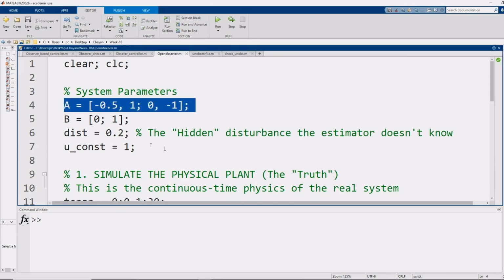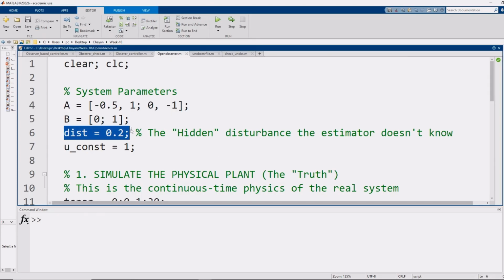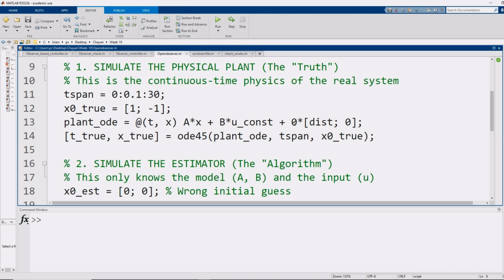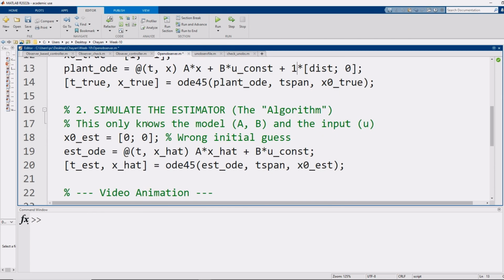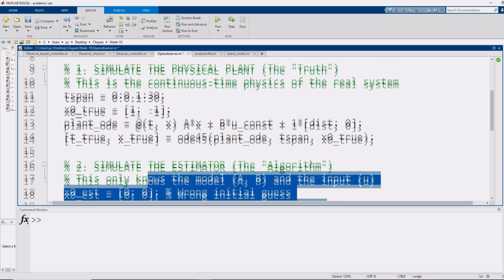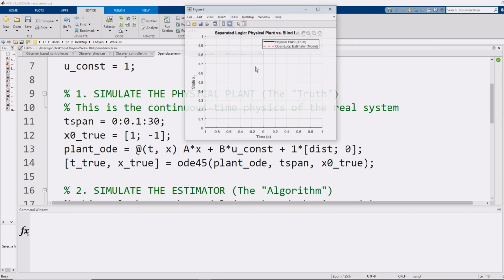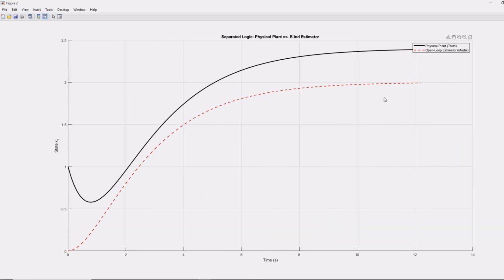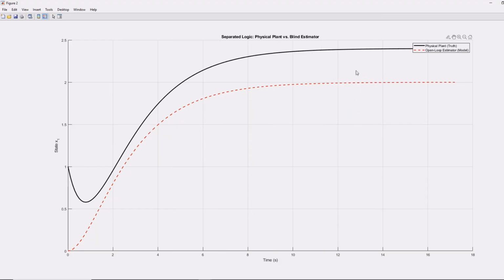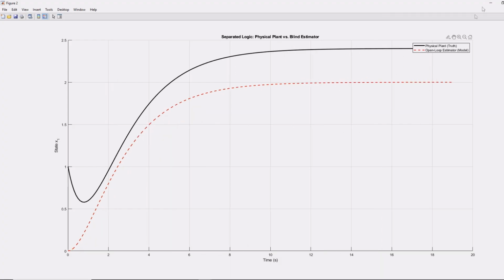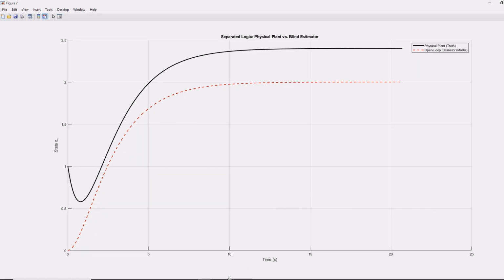So, here comes this part. I am taking a disturbance of 0.2 and adding it to the actual system. So, the actual system has a disturbance now that is getting added. The estimator does not know about this disturbance. Let us have a look at what happens. Notice that the estimator is no longer able to track the actual states. There is a difference, right. And this is the problem with this type of an estimator.